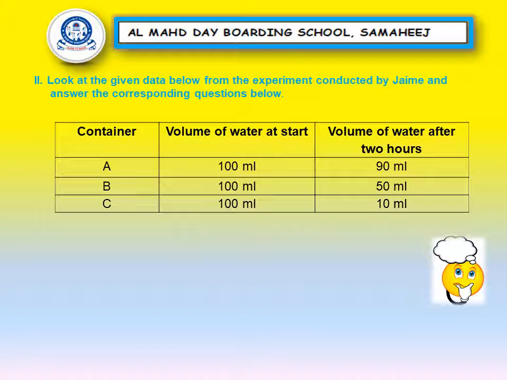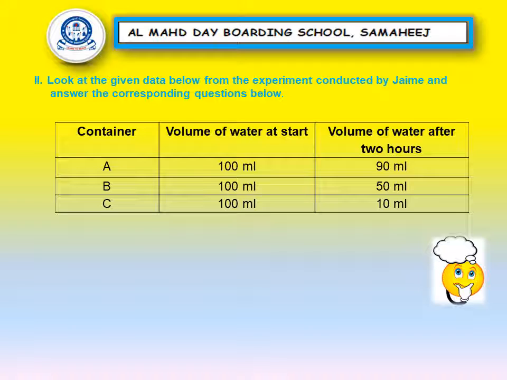For part 2 of Assessment number 2, look at the given data below from the experiment conducted by Jaime and answer the corresponding questions below. You can see this data as well in your student book on page 49. First column of the table, containers A, B, and C. Second column, volume of water at start, and the third column, volume of water after 2 hours.